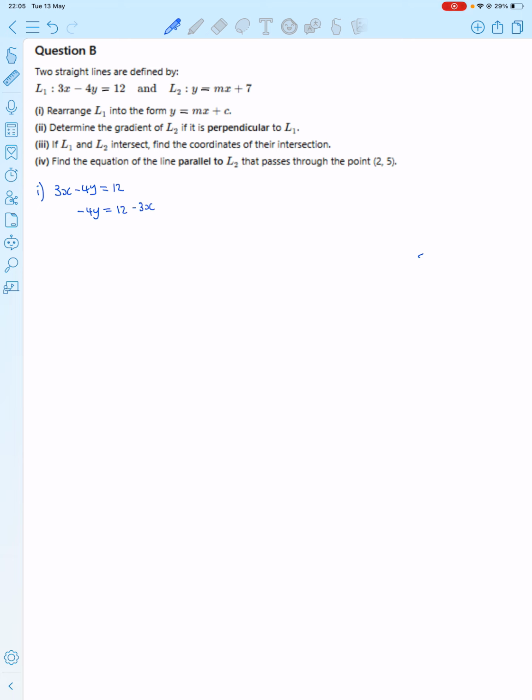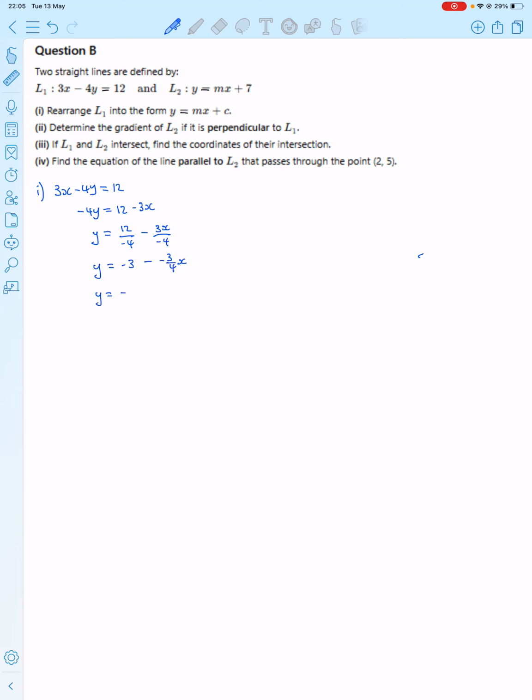Okay, let's also divide both sides by -4. So we have y equals 12 over -4. And then we have minus 3x over -4. Now, this doesn't look the nicest, so we're going to simplify things just a little bit. So, first of all, 12 divided by -4, well, that's just -3. Then we have minus 3/4 x. Looks a lot nicer, and I'll explain why.